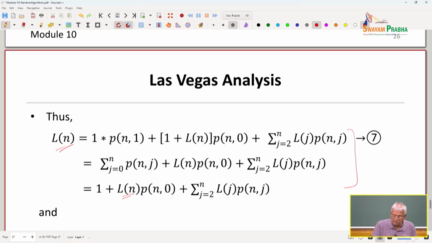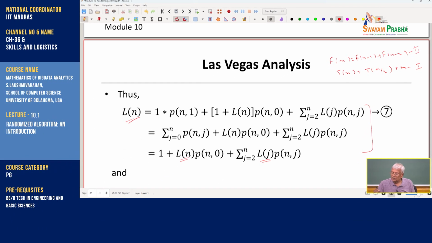L_n is expressed in terms of L_n and L_j. For example, in the case of Fibonacci recurrence, f of n is equal to f of n minus 1 plus f of n minus 2. T of n is equal to T of n by 2 plus n. So this is called the first order recurrence. This is called the second order recurrence. Why? In the first order recurrence, n depends on n by 2, only one instance in the past. In this recurrence, n depends on n minus 1 and n minus 2. So this is called second order recurrence.